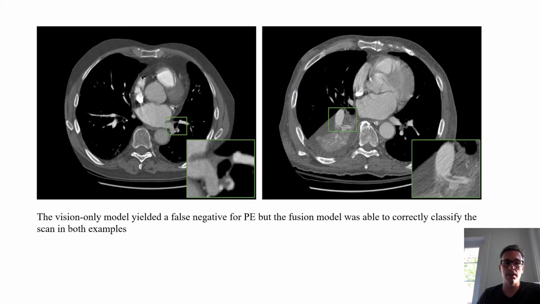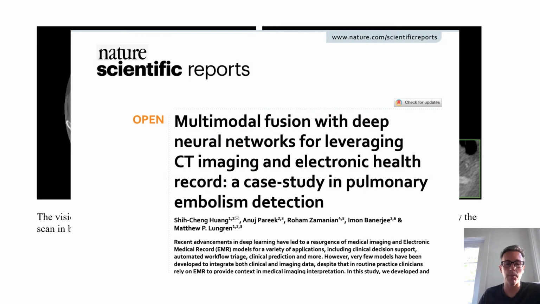And we looked in and found some examples where the pixel-only model was wrong, but when it had the clinical context, it was actually more accurate. And again, we published this work most recently in Scientific Reports. You're welcome to check these out. All of these are open access, by the way.